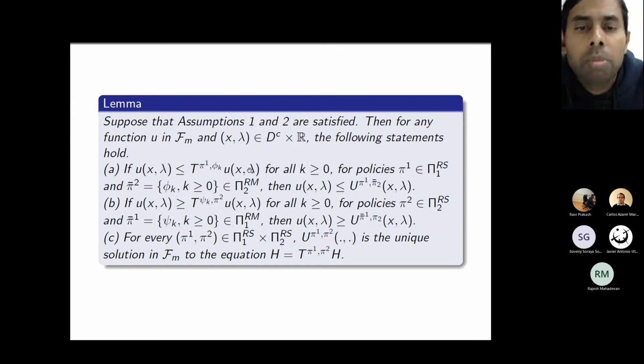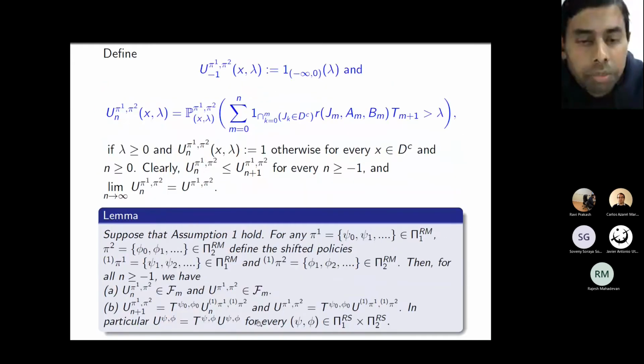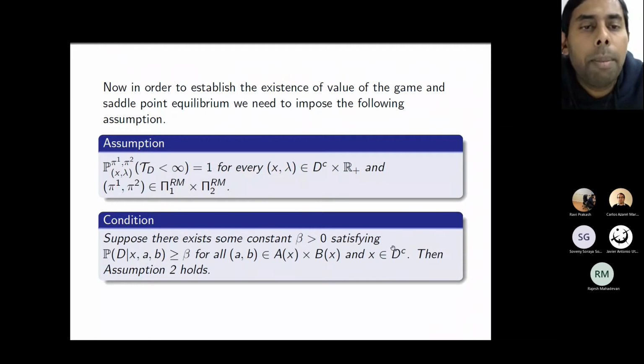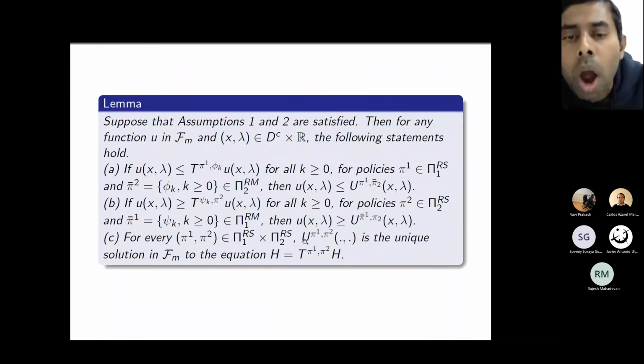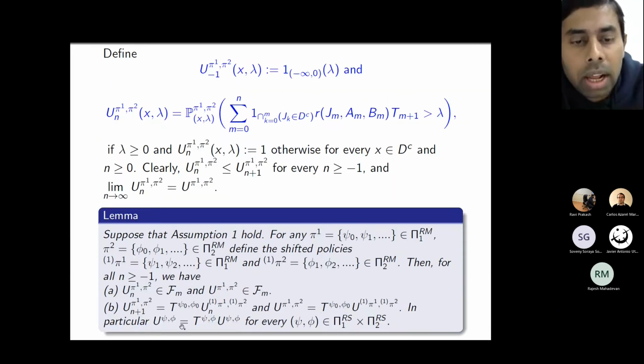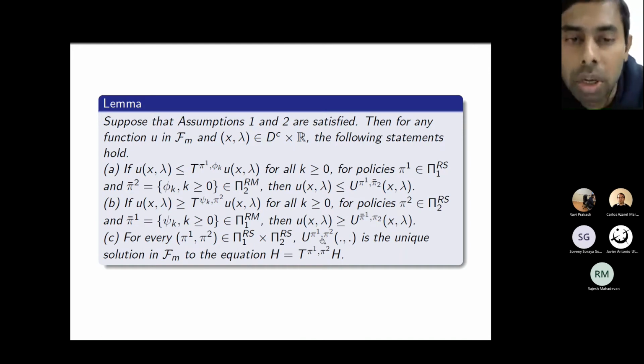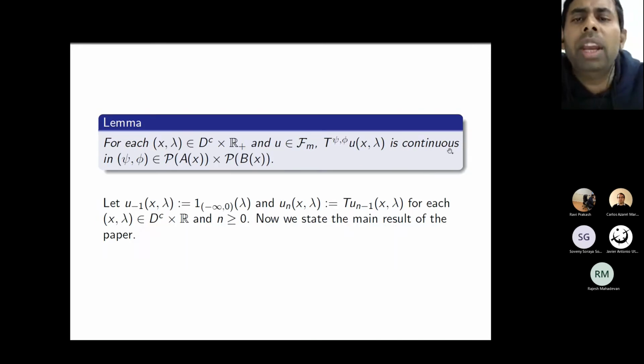Now again, remember what we showed is that this U psi phi is a fixed point. Fine. And here, what was H? H was basically this sup inf thing. So T H was defined in this way. Now, what this lemma is telling you is that this U pi 1 pi 2 is the unique solution to this operator equation. So the earlier lemma said that this is a solution. What this lemma is telling you is that this is the unique solution. Fine.